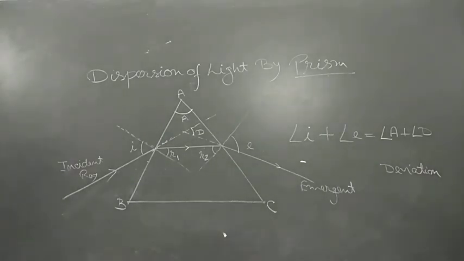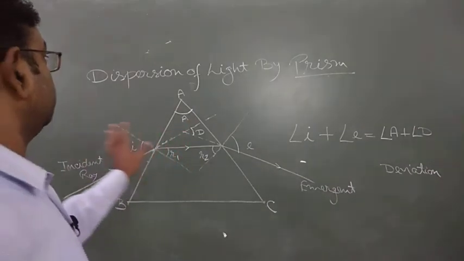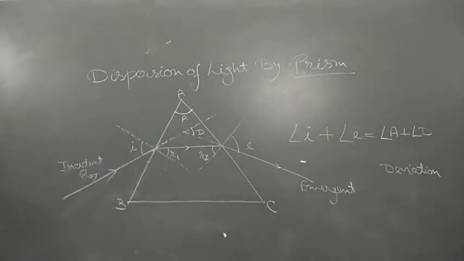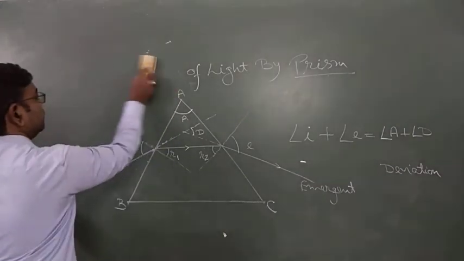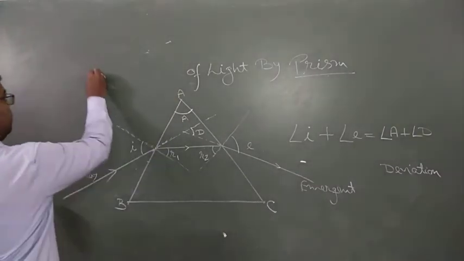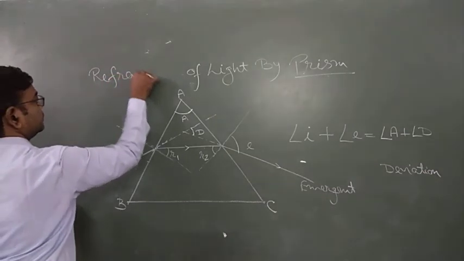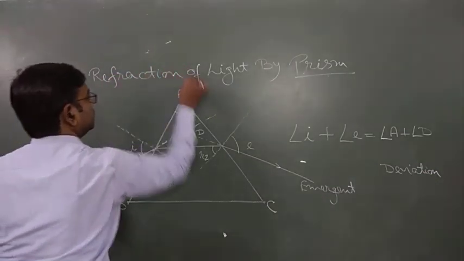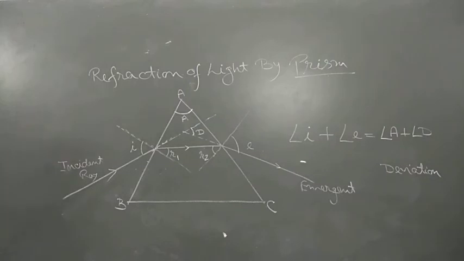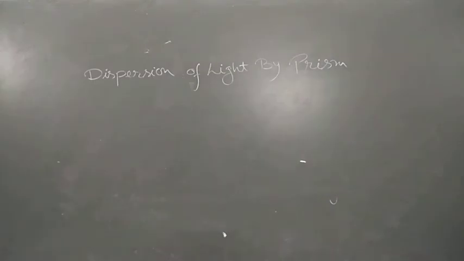Now this is known as refraction of light or dispersion of light. Actually it is not dispersion. What we discussed is refraction of light by prism. Now we are going to discuss dispersion of light by prism. So what is the dispersion of light by prism?